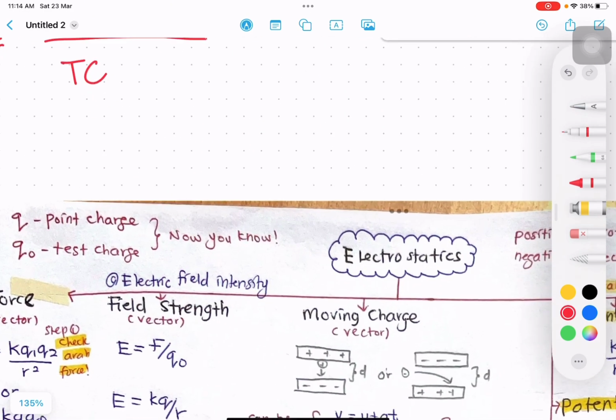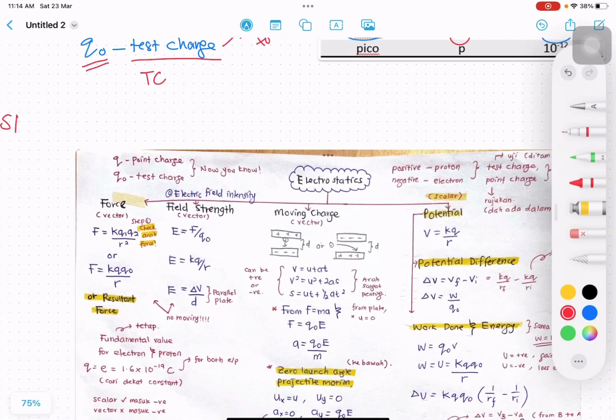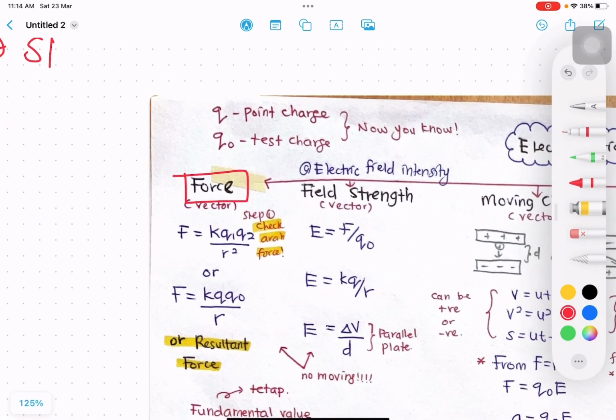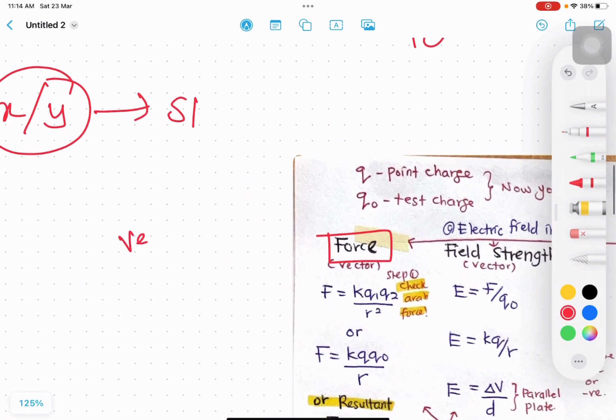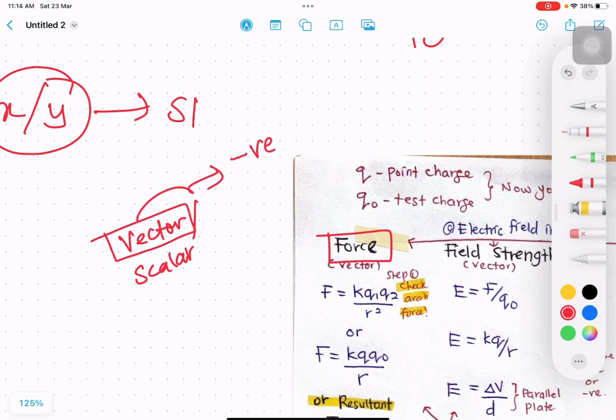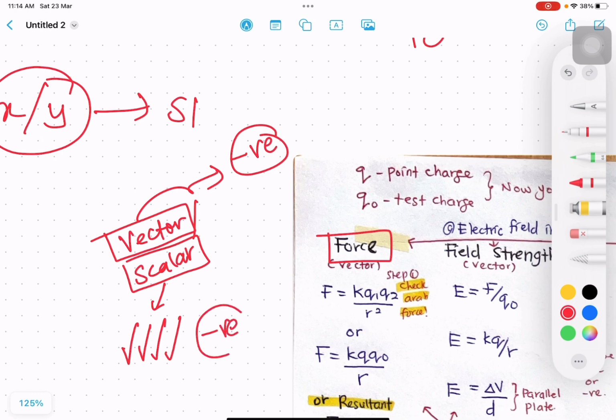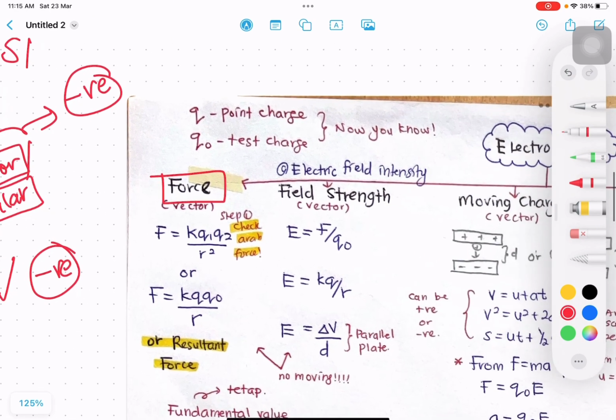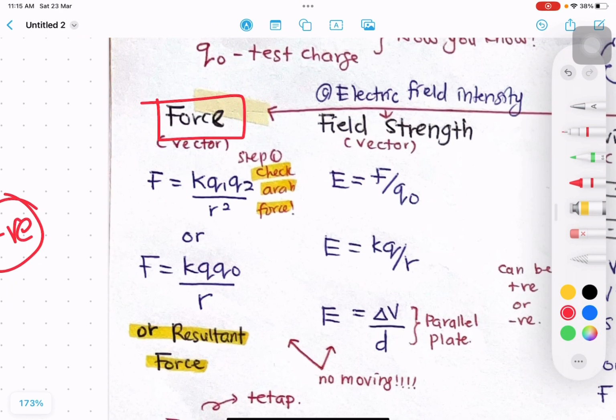Alright, let's go into the electrostatic. We have about 6 major things here. Let's start with force. Before that, we are concerned about whether it is a vector or scalar quantity. When we're talking about vector, we don't need to substitute the negative into the formula, whereas for scalar, it is compulsory for us to substitute the negative sign into the formula. So force is actually a vector. For 2 points, F equals to KQ1 Q2 over R square, and F equals to KQ Q0 over R square.